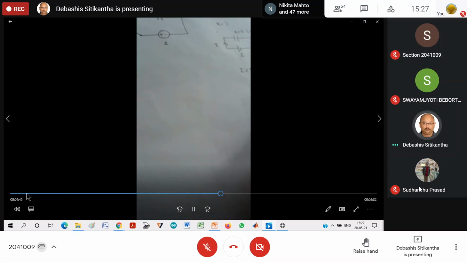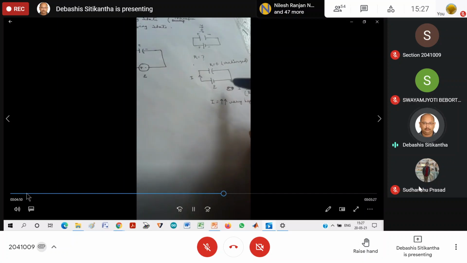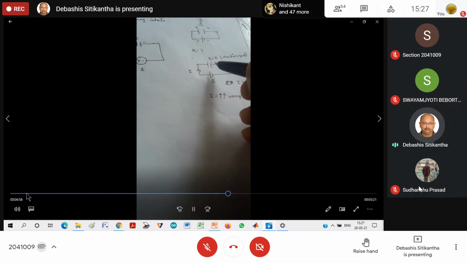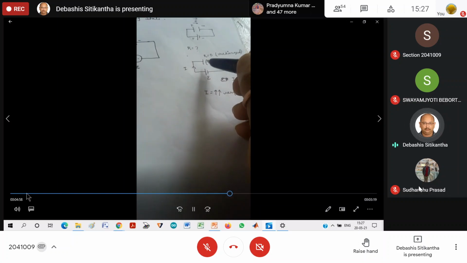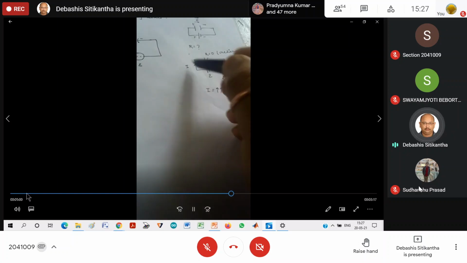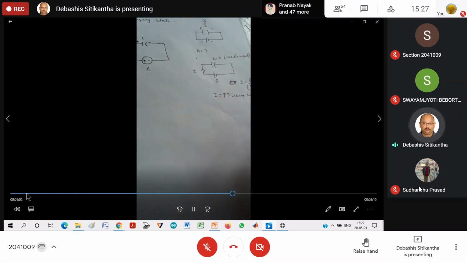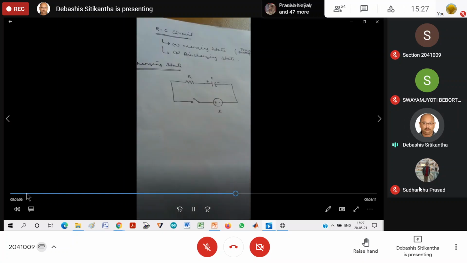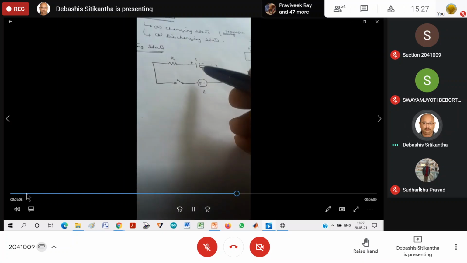Very high. And because of this, when excessive current flows in this circuit, there is every possibility that there will be a lot of heat generation because of the I square R, and therefore the capacitor may get damaged. Even the conductors can get heated up to a very high extent. So in order to avoid this, we always connect a resistance in series.